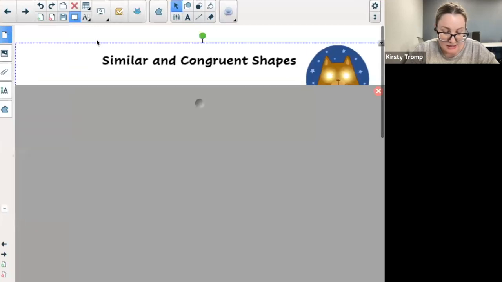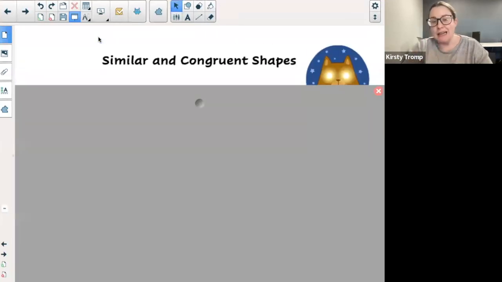Where we started, similar and congruent shapes. Now, similar and congruent shapes still fall under our topic of 2D geometry. Next week, when you log in on Monday, you're going to see that we're starting transformations, and that's going to be our new topic next week, Monday. But tonight, we are finishing off with similar and congruent shapes.